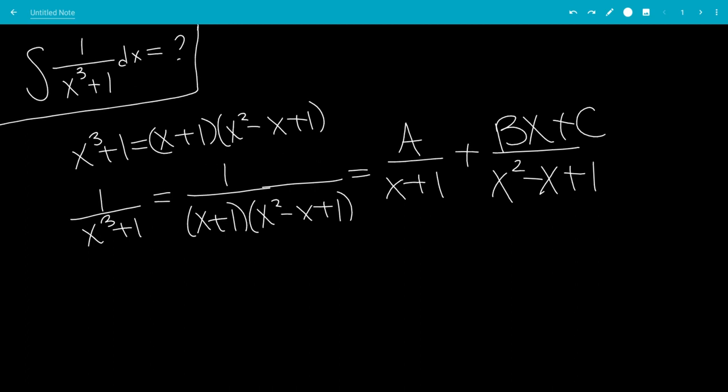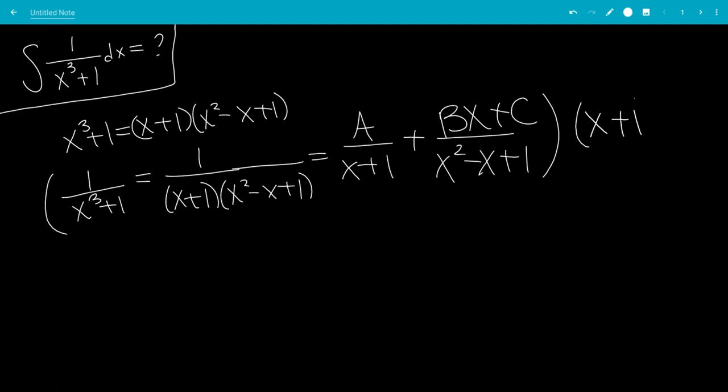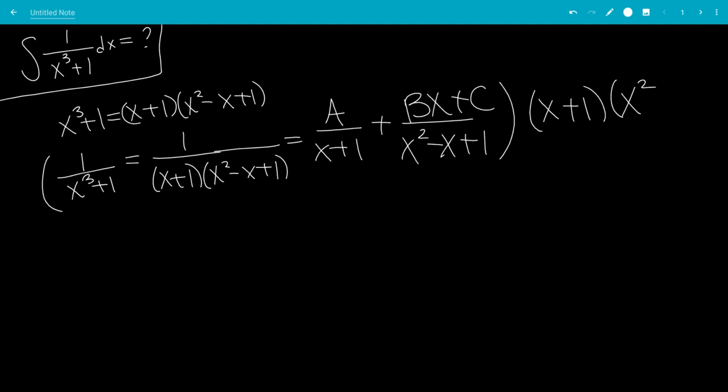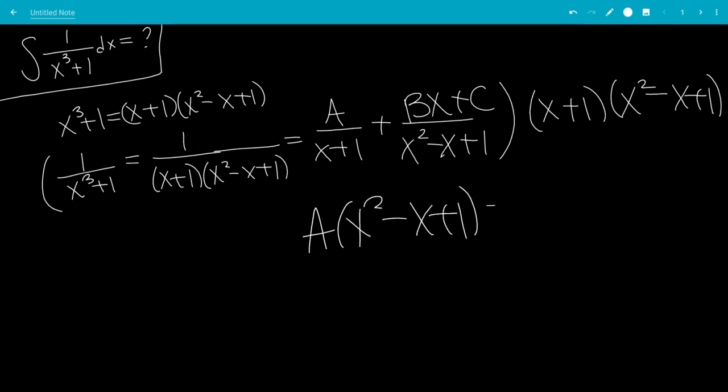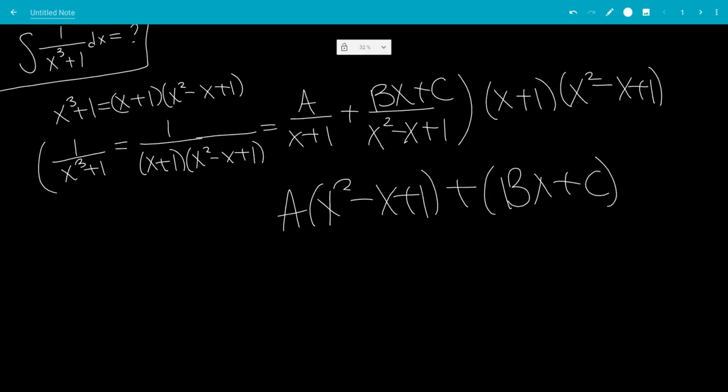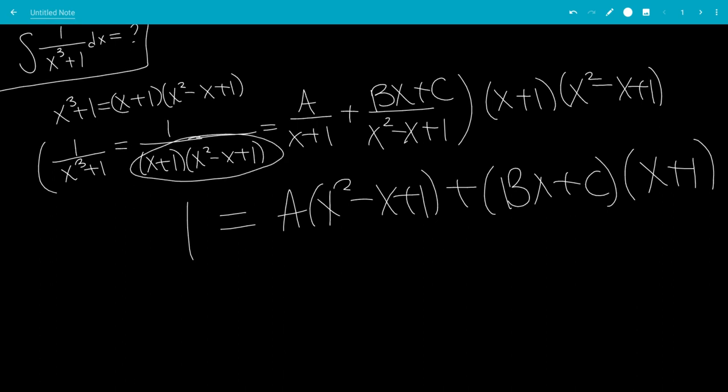Now we can multiply both sides by x plus 1 times x squared minus x plus 1. What will happen is A over x plus 1 times x plus 1 will just be A times x squared minus x plus 1, plus Bx plus C. The x squared minus x plus 1 will cancel, and we'll just have x plus 1. And this is equal to 1 because the denominator is the same thing as what we're multiplying by.